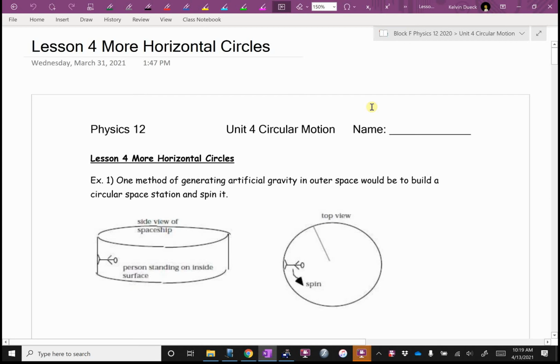More horizontal circles. Put your phones away. You know who you are.